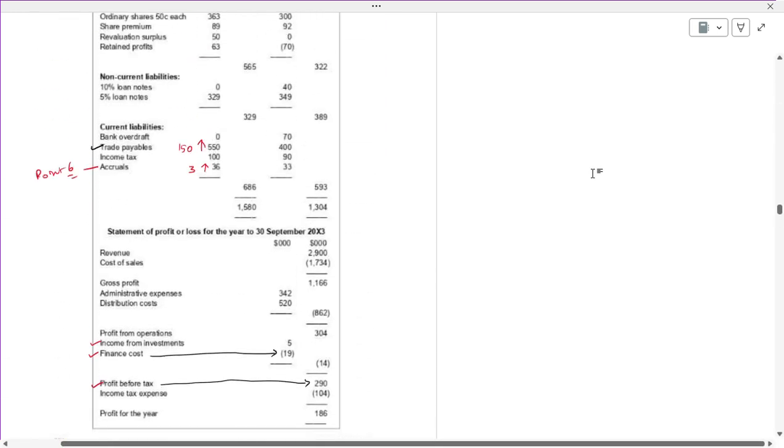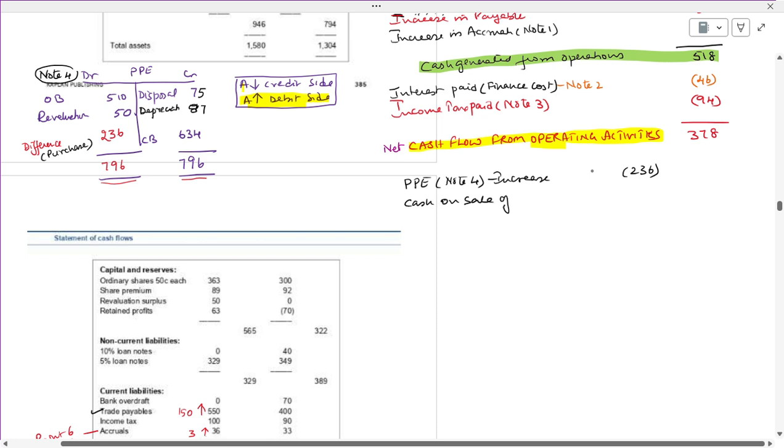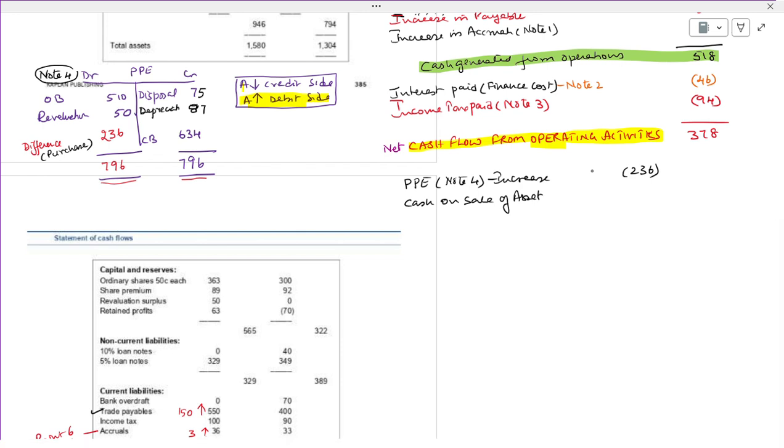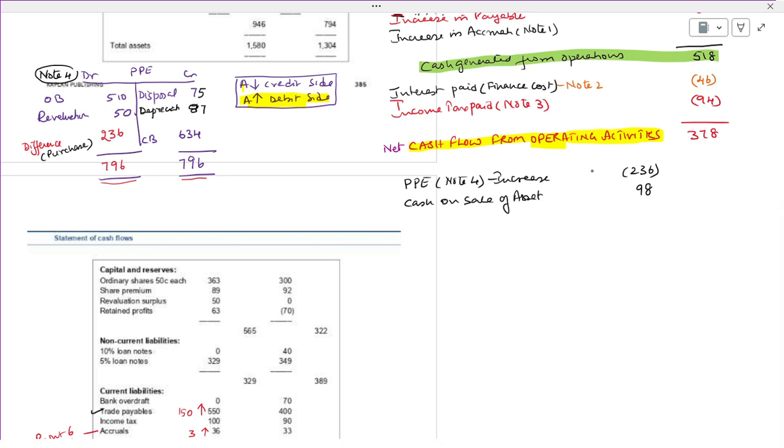Or don't go by my word. Okay? Cash on sale of asset. Is it right? Cash on sale of asset. How much? 98. Inflow. Is it right? Cash on sale of asset. How much? 98. Is it okay? Yeah.